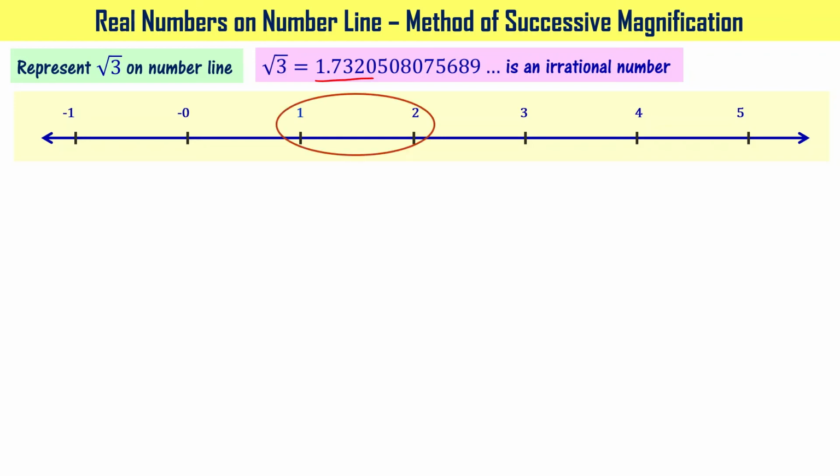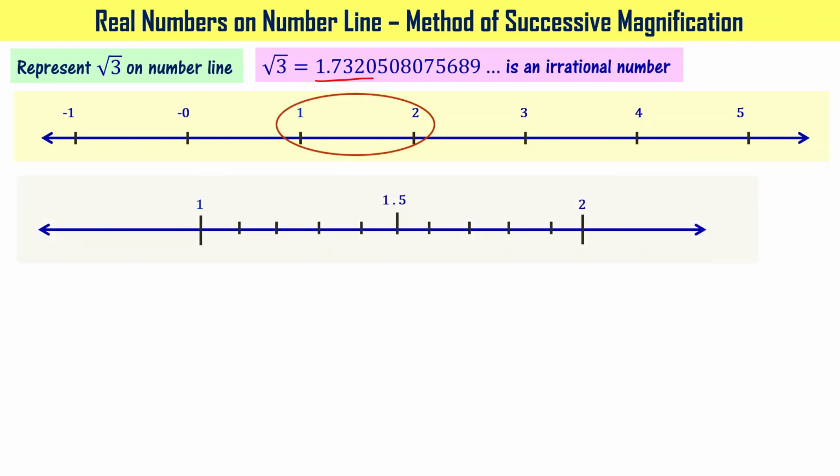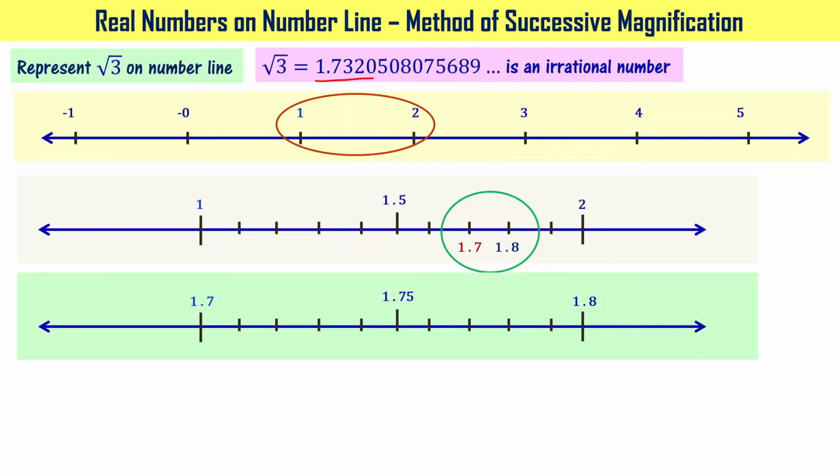So let's magnify this portion of the number line. When you do that, you get a number line like this, right? We have 1.732 and so on, right? It is greater than 1.7. At the same time, it is smaller than 1.8, right? Let's mark this particular portion of the number line and magnify it. When you do that, you get a number line like this, starting with 1.7 and ending at 1.8. You have numbers like 1.71, 72, 73, and so on, right?